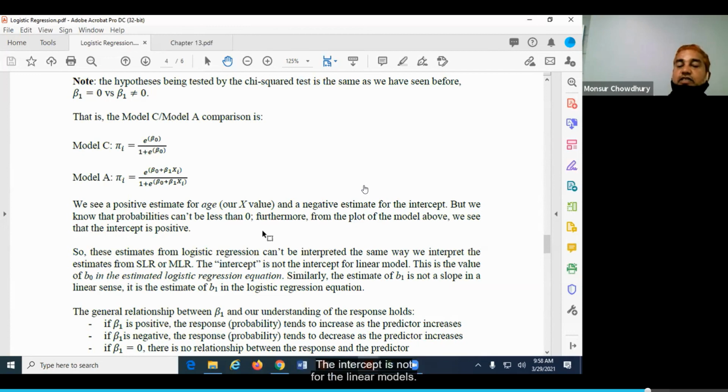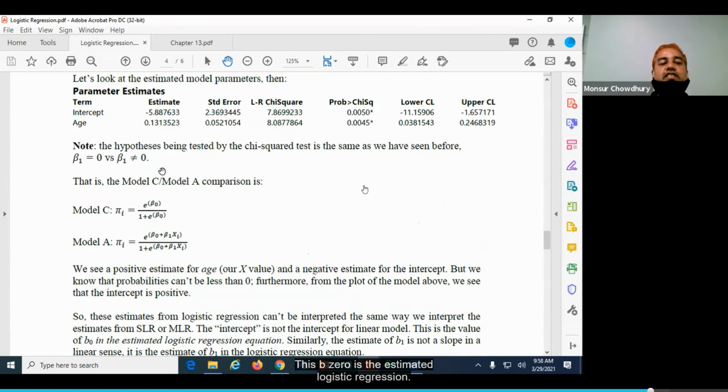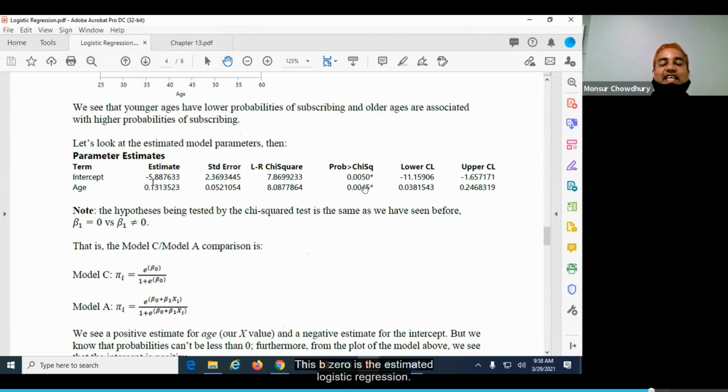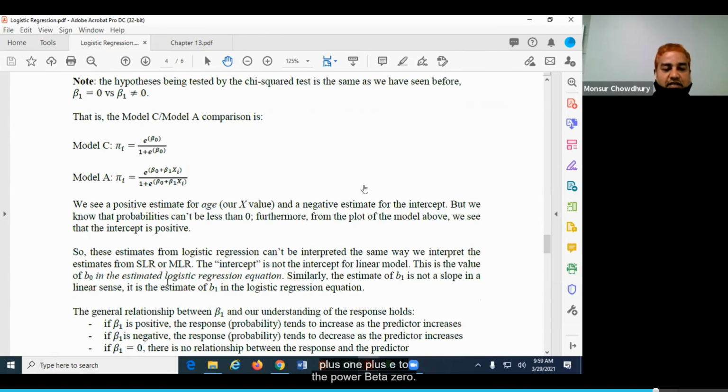The intercept is not the intercept of the linear models. This is the value of B0 in the estimated logistic regression equation. So what is the value of B0 here? We are saying, when x is 0, what is the chance that they will subscribe? So this will be just e to the power beta 0 divided by 1 plus e to the power beta 0.